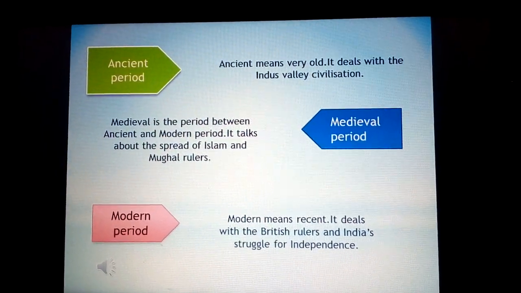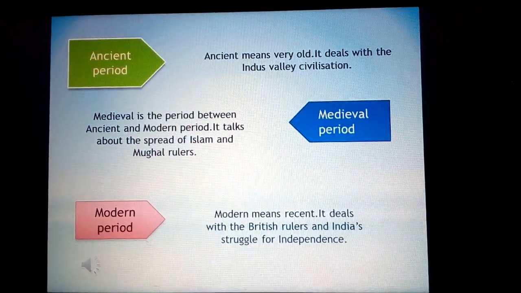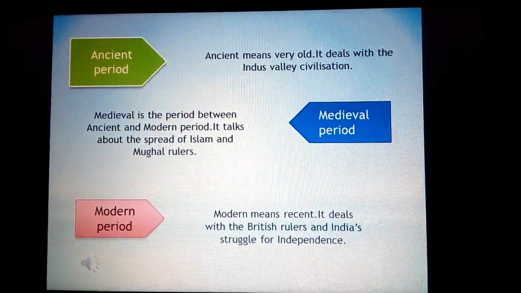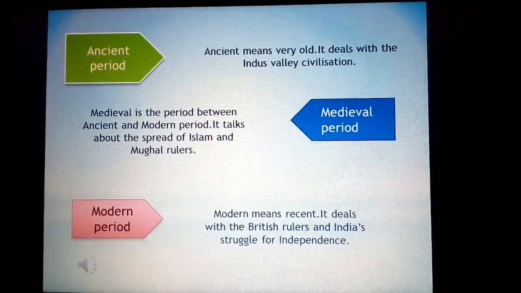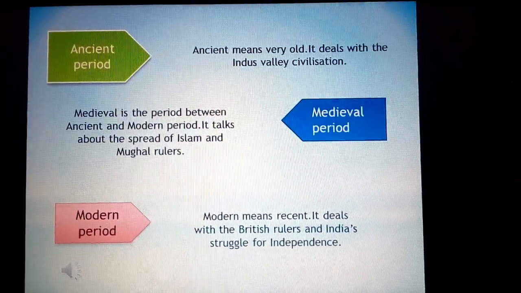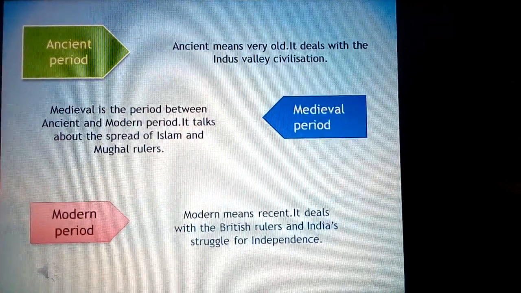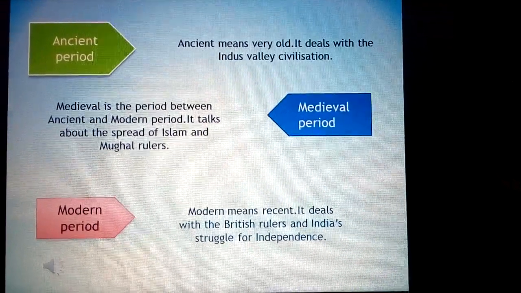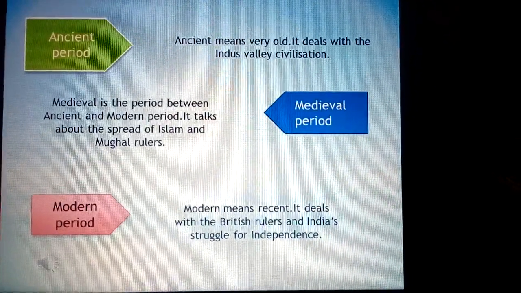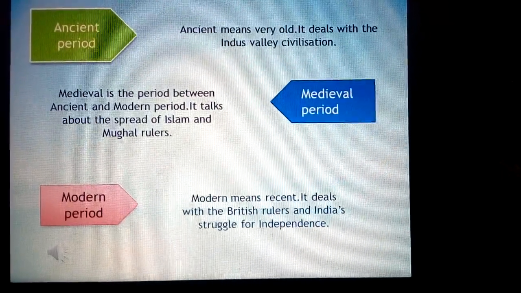Ancient period. Ancient means very old. It refers to the past events from the beginning of writing and recorded human history and extending as far as the post-classical history. Medieval period. The medieval period is the period between the ancient and modern period. It talks about the spread of Islam and Mughal rulers. Modern period. Modern means recent. It deals with the British rulers and India's struggle for independence.